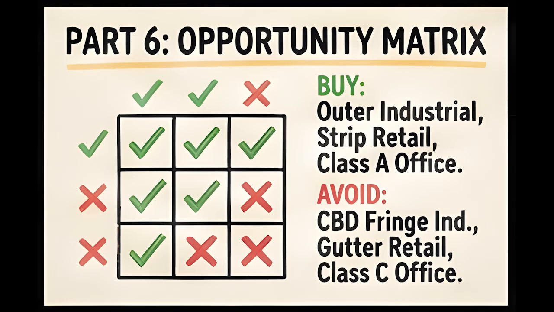Part 6. Final warning and the opportunity matrix. To wrap up, let's distill this into an actionable opportunity matrix. The golden opportunity, which you should take. Outer metro industrial. Large land component. High cap rate like 6.5% plus. Long-term triple net leases to logistics, warehousing, or light manufacturing tenants. Bet on the supply chain, bet on scale.